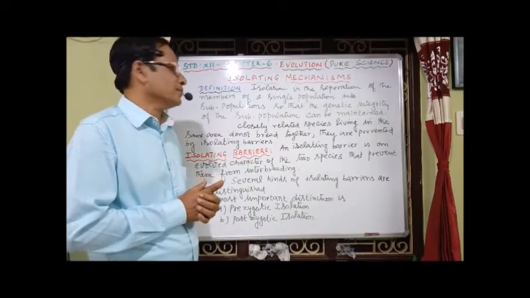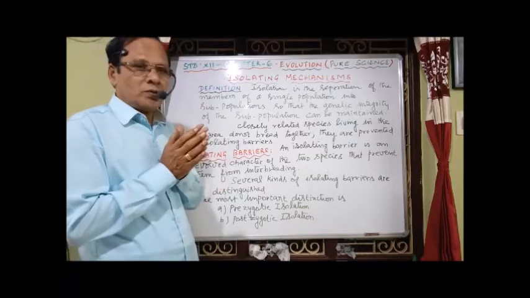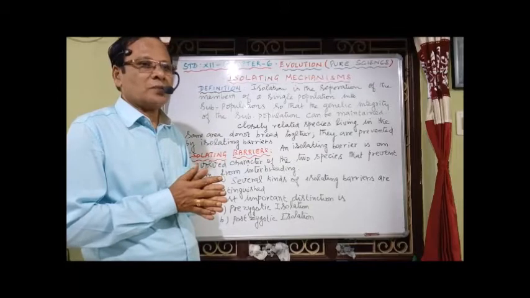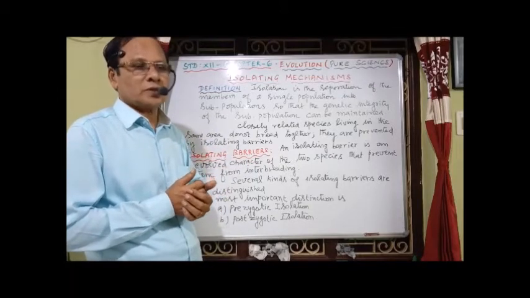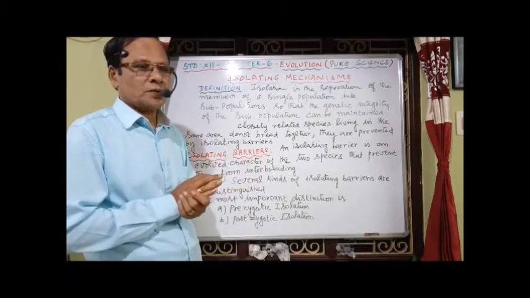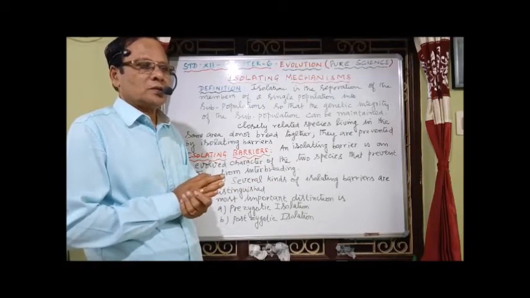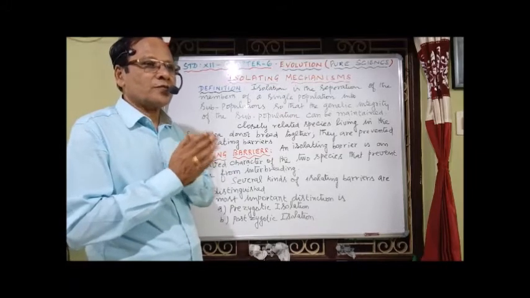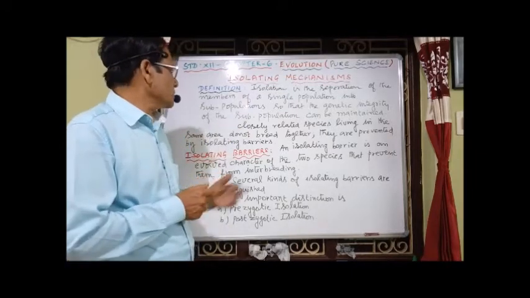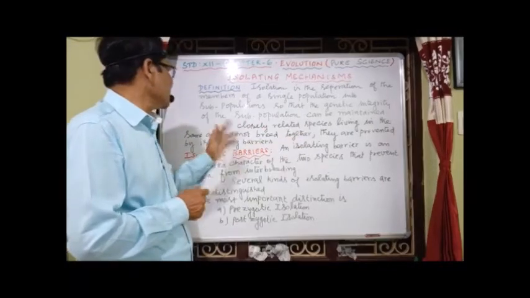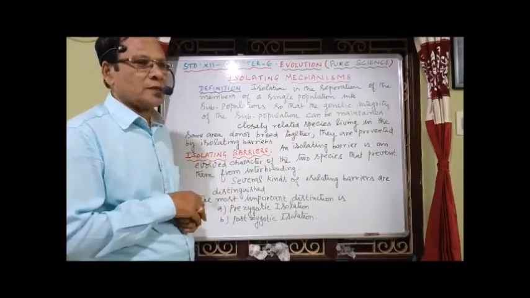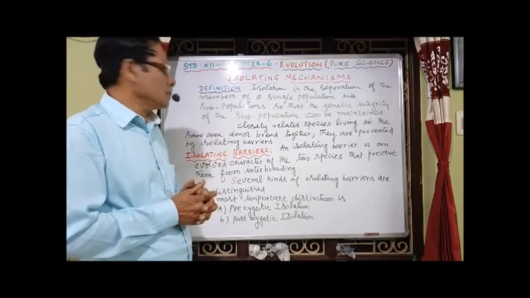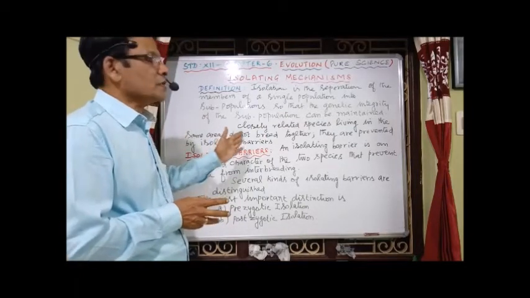So now you know that closely related species living together in the same area do not breed together. They are not breeding. What's the reason for that? The isolating barriers prevent them from breeding. So closely related species living in the same area do not breed together. What is the reason? They are prevented from interbreeding by means of isolating barriers.